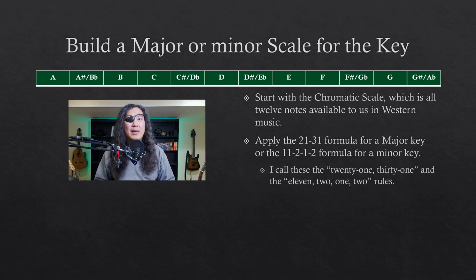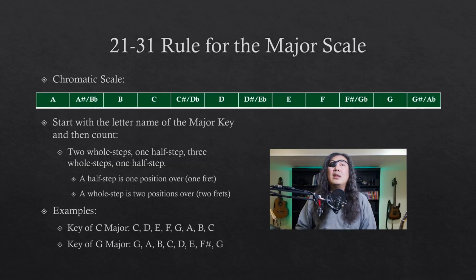They've helped my memory a great deal, helped me memorize the order of whole steps and half steps to build out a major key or a minor key. And they've helped other people that I've taught along the way. So let's start with the 2131 rule for the major scale. The 2131 rule is a series of whole steps and half steps.